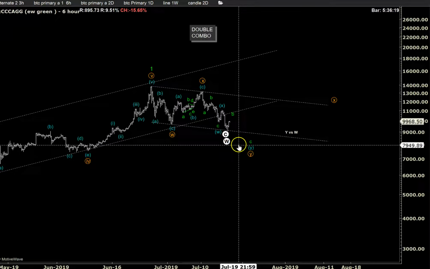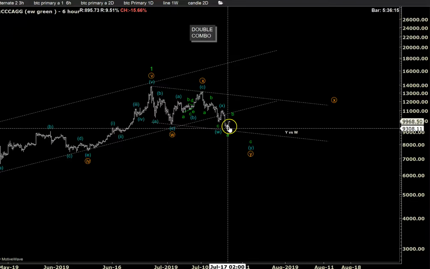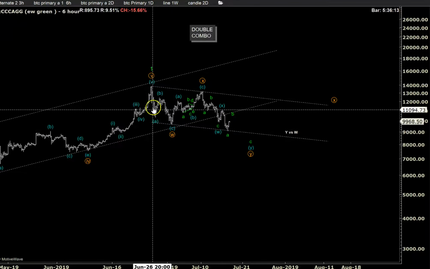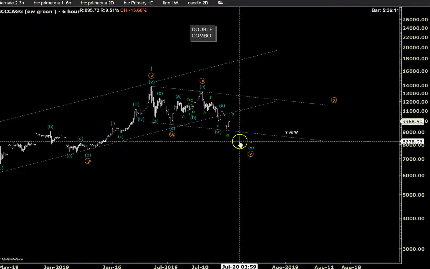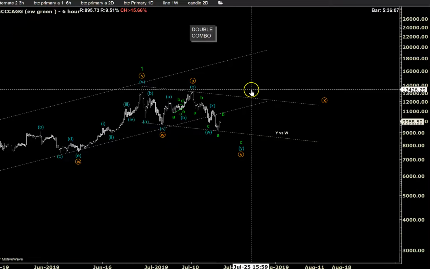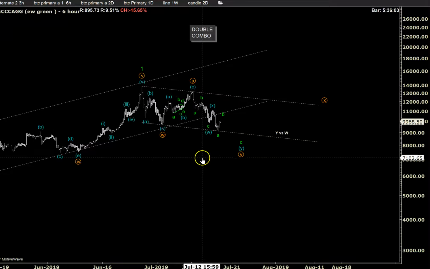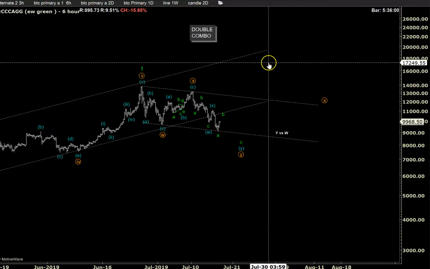So that's where I'm a little bit concerned about what exactly this jump up here is going to be. For right now, we are contained in this channel, and until we actually penetrate to the top of this channel, there is no reason to believe in any long trades longer term anytime soon.